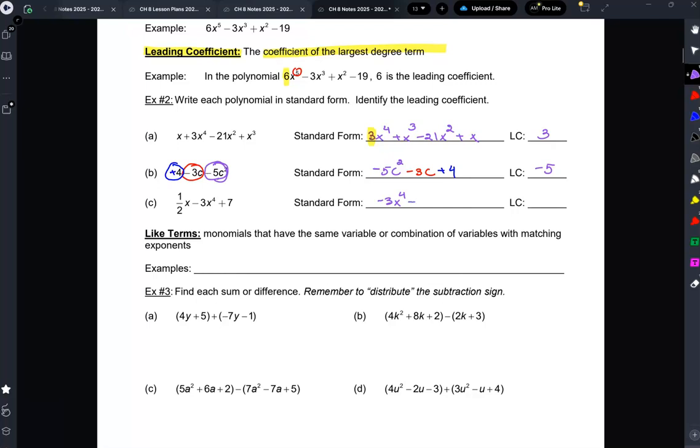Right, but positive 1/2 x. Okay, there is a plus in front of it. And then finally the plus 7. Okay, so Presley, what's the leading coefficient? It's negative 3. Correct.